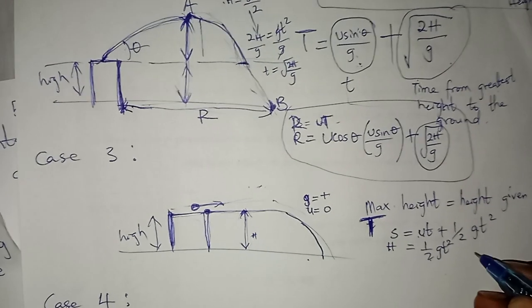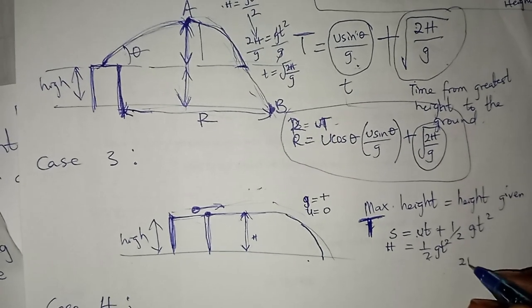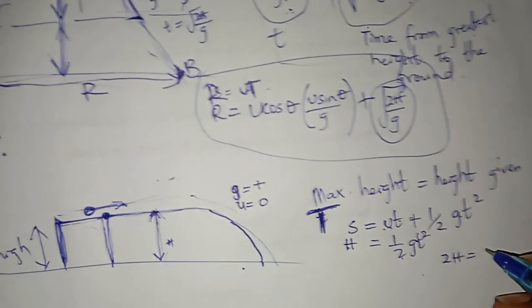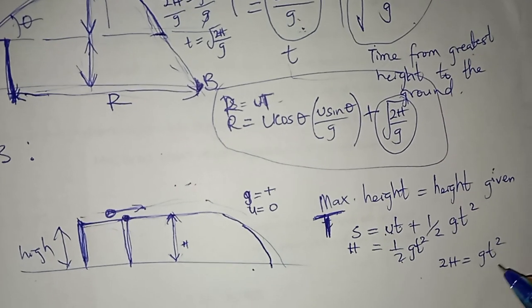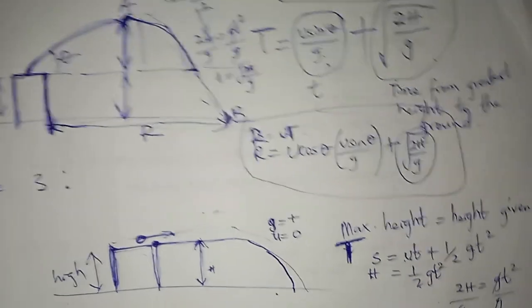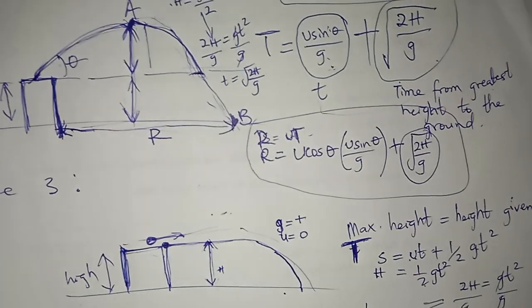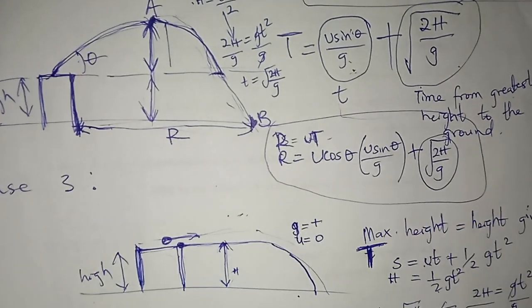It will times this, so we now have that this is going to be the same thing as saying 2h equals to gt square. Then divide both sides by g to make t subject of the formula. Divide g. This will get out. This 2 will get out. So that I now have t, making t subject of the formula. T will now be equals to square root of 2h all over g.